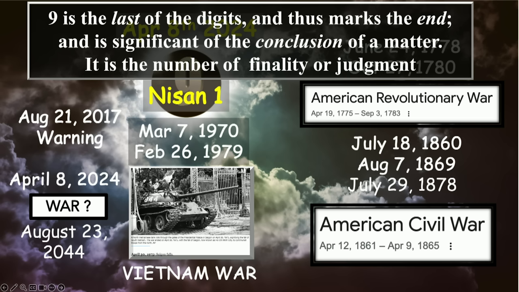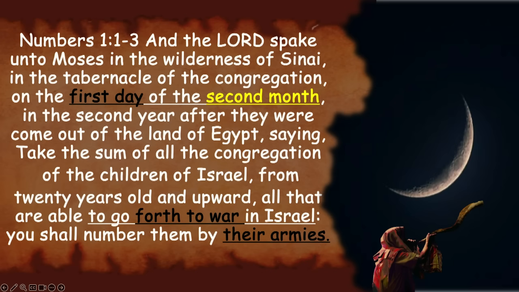Now here's something I need to point out also. Look at Numbers 1:1 through 3, they're getting ready to go to war. And the Lord spoke to Moses in the wilderness, in the tabernacle of the congregation, on the first day of the second month. When you hear first day of a month, what should you think of? A new moon. The first is always on the new moon. The 15th is always on the full moon. You can only have a solar eclipse on a new moon. You can only have a lunar eclipse on a full moon.